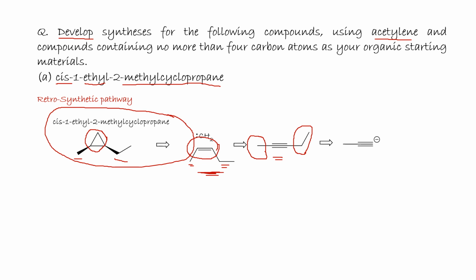So if we have acetylide with ethyl bromide, we can get this compound, and methyl acetylene we can get again from acetylide with methyl bromide, and we can get the acetylide from acetylene. So this is the retrosynthetic pathway to the desired compound.